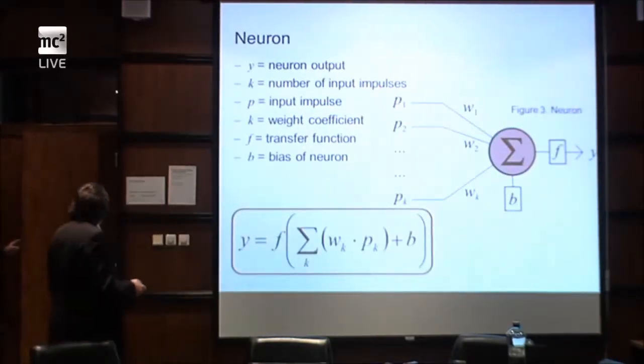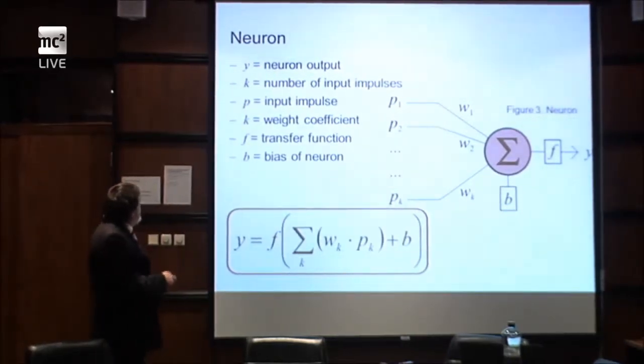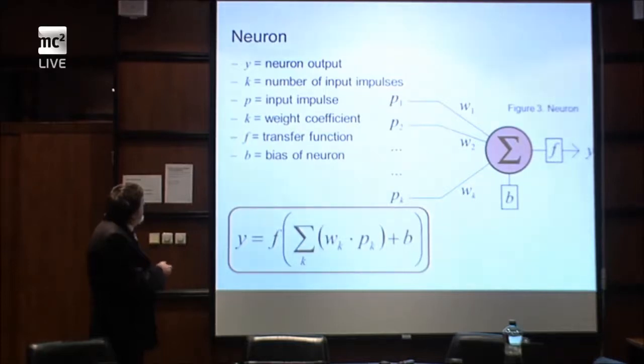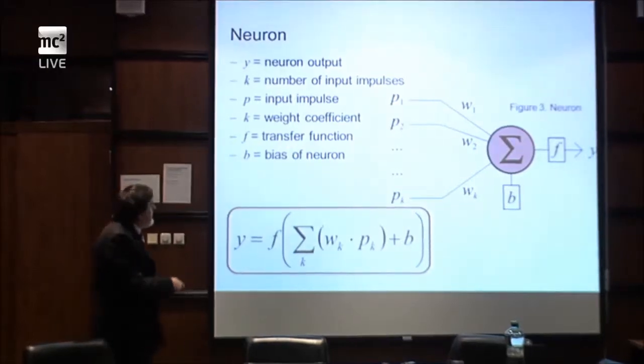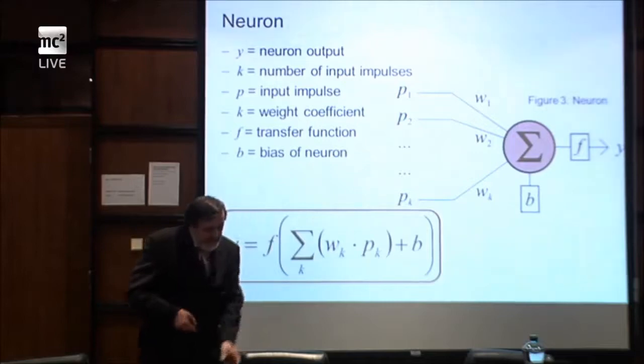This is the structure of a neuron, where Y is the neuron output, K is the number of input impulses, P is the input impulses in one neuron, and there is a weight coefficient and a bias of the neuron which are unknown and should be trained. Function F is very important. This is a transfer function which models the transfer between neurons.